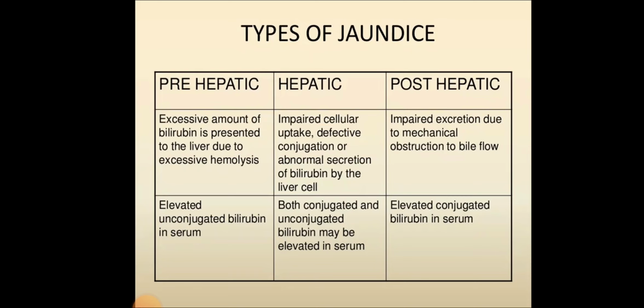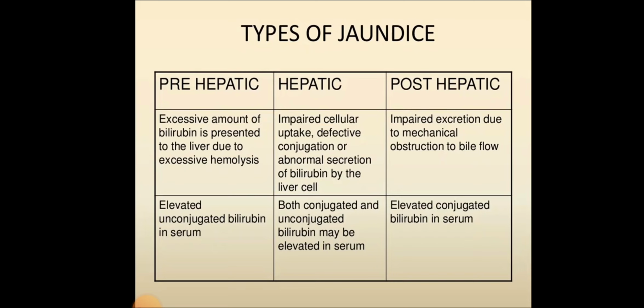So in prehepatic, what will be more? Unconjugated bilirubin will be more, elevated unconjugated bilirubin. For this, you have to understand that chart, bilirubin metabolism. In that, first is unconjugated bilirubin, and unconjugated bilirubin is converted later into conjugated bilirubin.